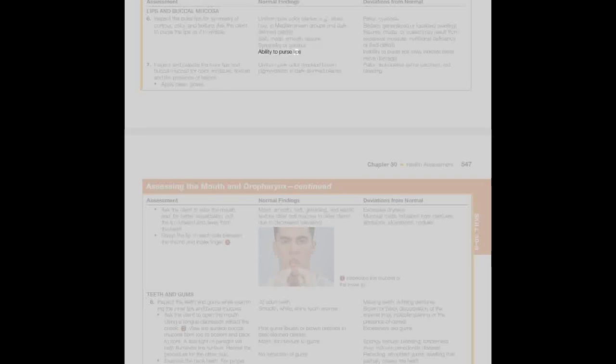Normal findings: uniform pink color, darker, for example bluish hue, in Mediterranean groups and dark-skinned clients, soft, moist, smooth texture, symmetry of contour, ability to purse lips. Deviations: pallor, cyanosis, blisters, generalized or localized swelling, fissures, crusts, or scales, which may result from excessive moisture, nutritional deficiency, or fluid deficit. Inability to purse lips may indicate facial nerve damage. 7. Inspect and palpate the inner lips and buccal mucosa for color, moisture, texture, and the presence of lesions. Apply clean gloves. Normal: uniform pink color, freckled brown pigmentation in dark-skinned clients. Deviations: pallor, leukoplakia, white patches, red, bleeding.